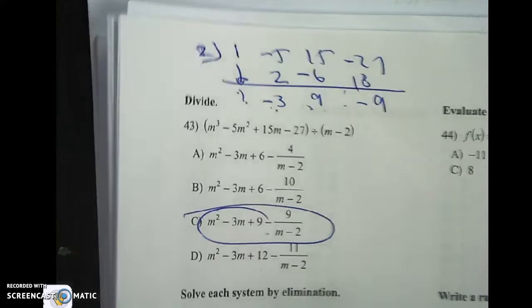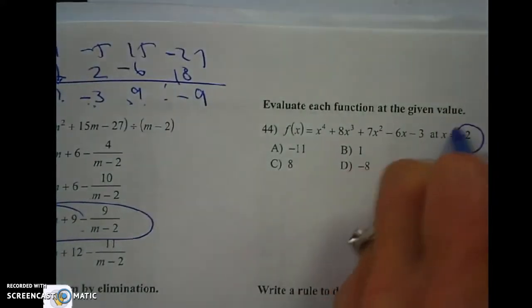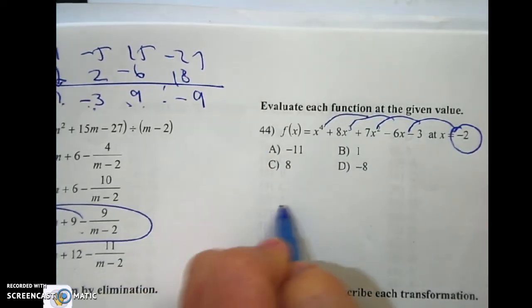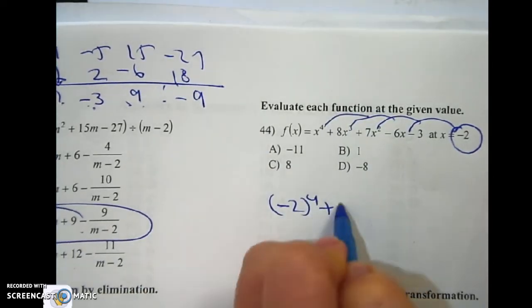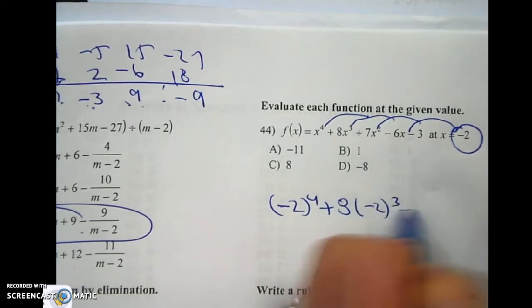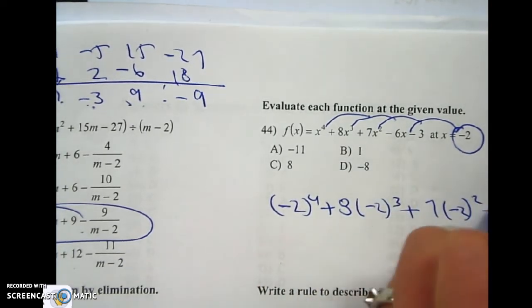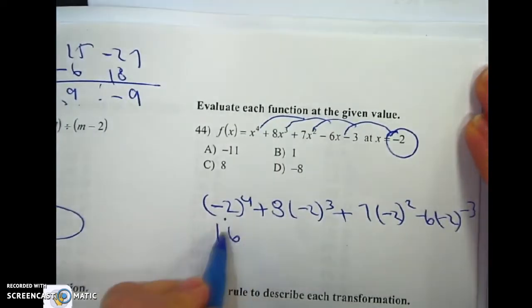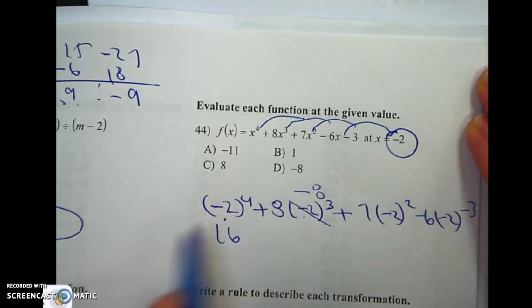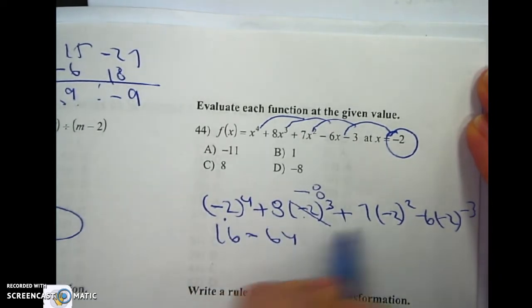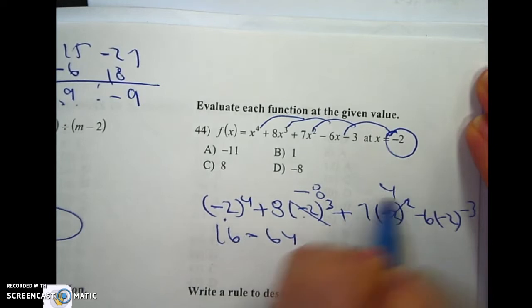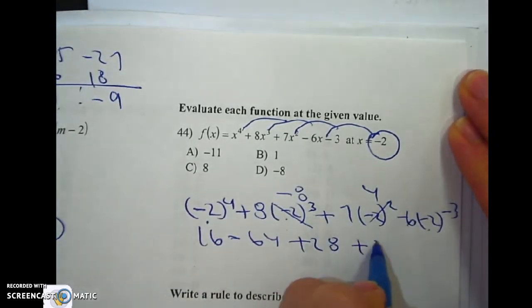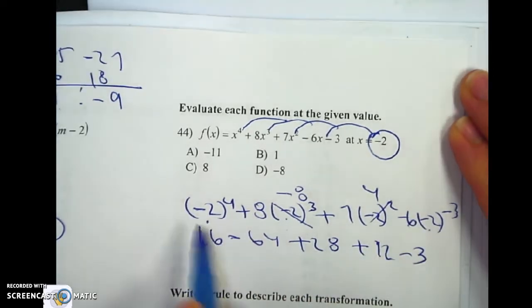Okay, so for the next one, I'm going to take negative 2, and I'm going to input it for x, x, x, and x. So negative 2 to the 4th, plus 8 times negative 2 cubed, plus 7 times negative 2 squared, minus 6 times negative 2, minus 3. Negative 2 to the 4th is 16. Negative 2 cubed is negative 8, but 8 times negative 8 is negative 64. Negative 2 squared is 4, times 7 is 28. Negative 2 times negative 6 is positive 12, minus 3.